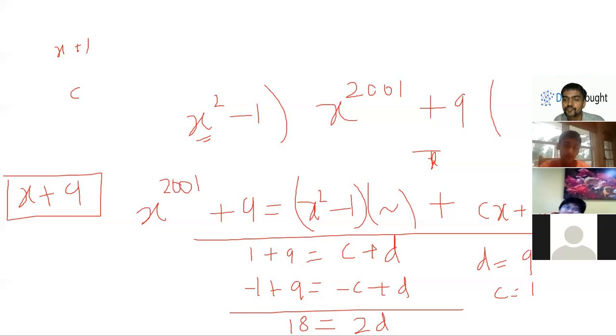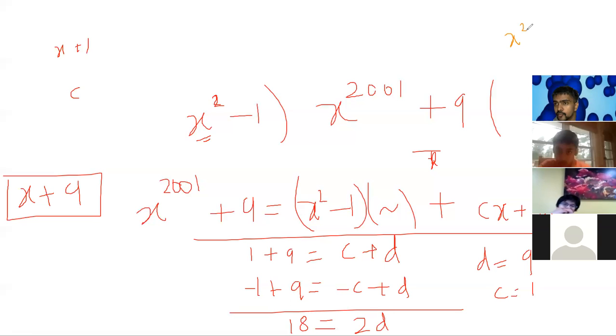See here. When you divide by x square minus 1, the remainder is a linear polynomial, right? I mean, it has degree 1, right? Because when you divide by x square, you keep knocking off, and who's the last fellow whom you knock off? The last fellow whom you knock off is x square, right? After x square, who is possible? X is possible, and 1 is also possible. I mean, constant is also possible.